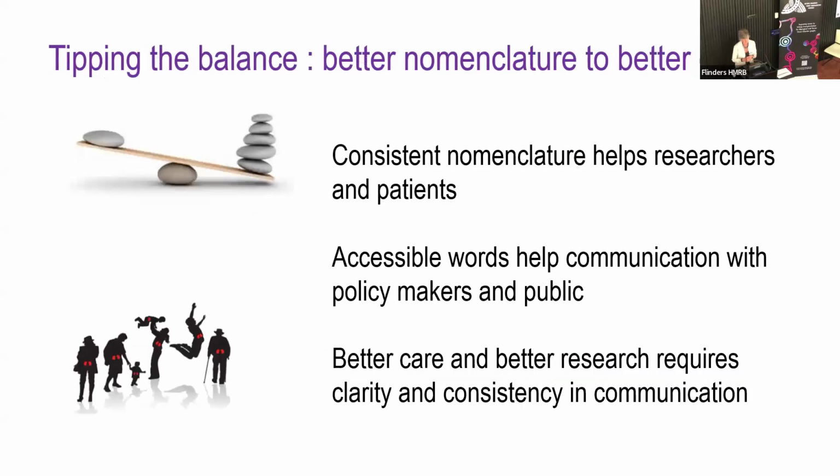So what I might suggest is that if we tip the balance from better nomenclature to better care, I think it helps both the researchers and the patients. It gives words accessible to help communication with policymakers and the public. So we have March is Kidney Month in Canada, and on the side of the buses, we actually have something like, do you know about your kidney health? And it's a really neat thing, but it's words that are accessible to the public. But if we said nephrology or renal, I don't think it would work so well.